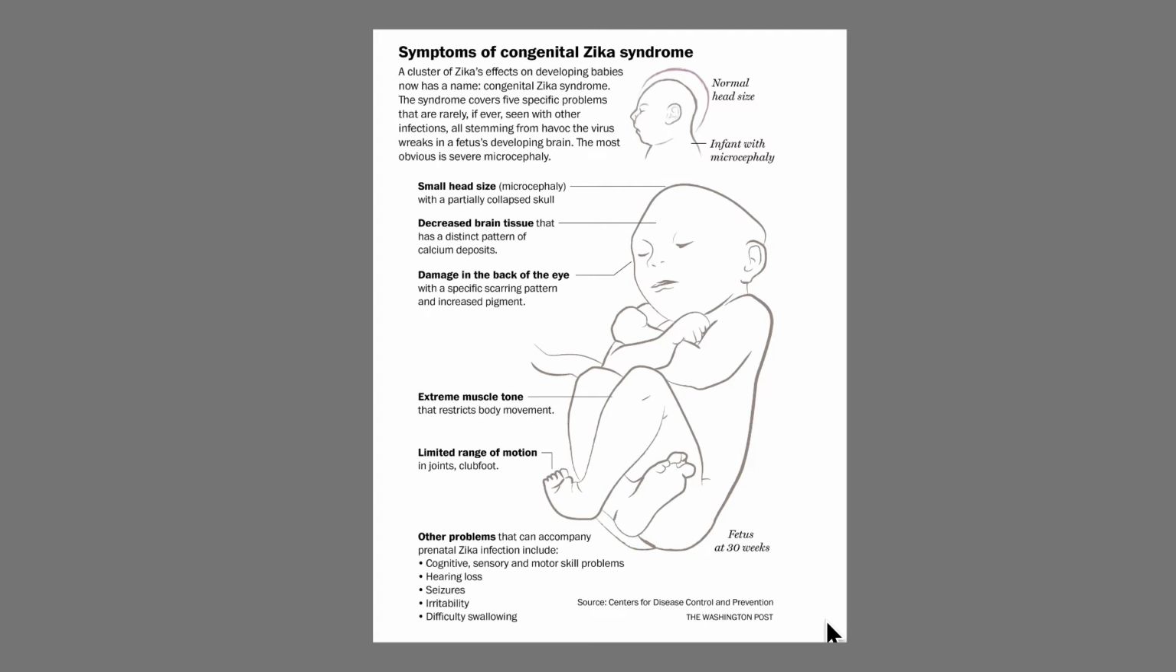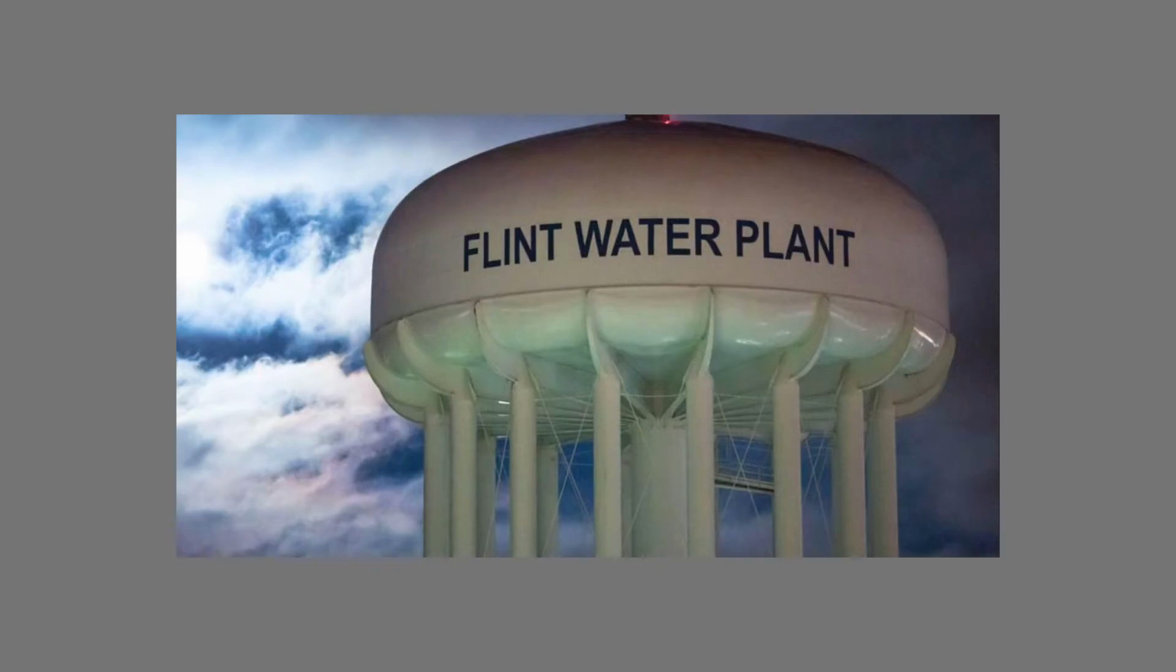Most of you will remember when we had Zika and the cluster of effects on developing babies that we now know as congenital Zika Syndrome. And we see those in the small head size, microcephaly, the decreased brain tissue, and damage to the back and the eyes. They tended to have extreme muscle tone and limited range of motion, among other problems. This obviously was devastating for both mom and baby.